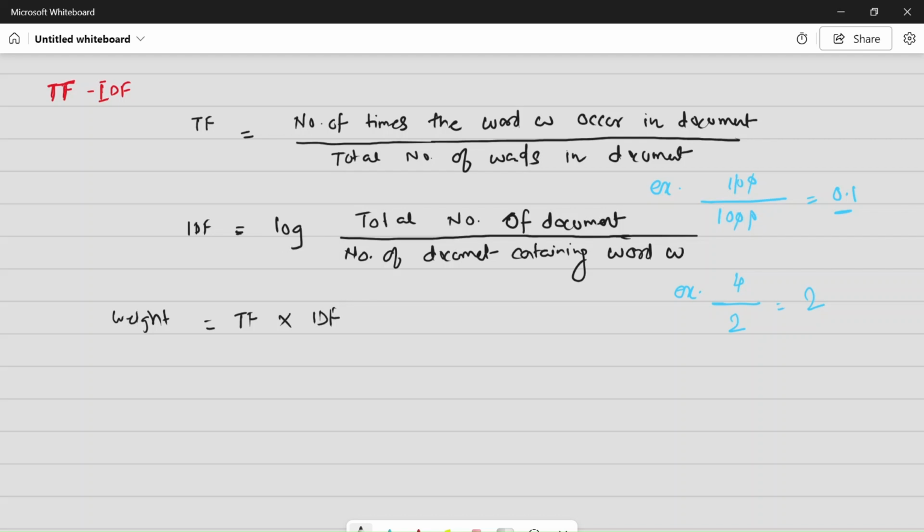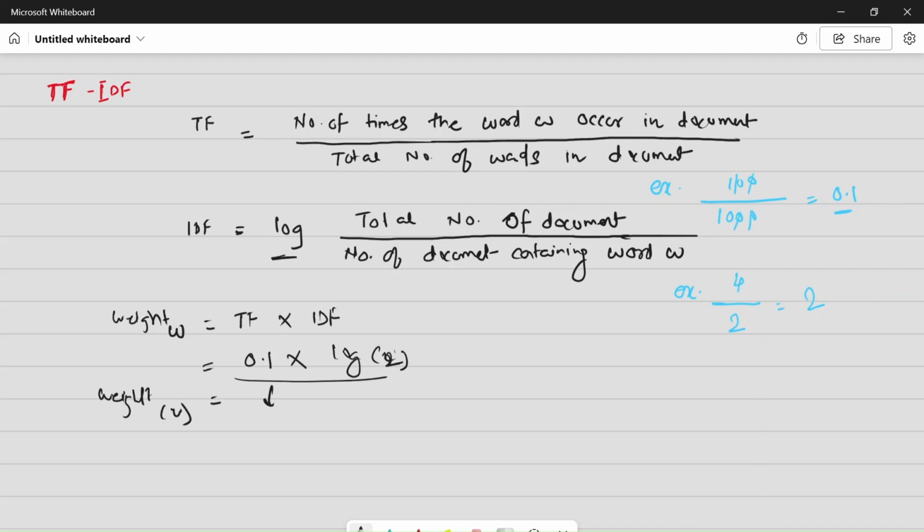Now remember, this is a log. So TF is 0.1 into log of 2. So whatever the answer comes, if you know the log of 2, that is the weightage of that particular word. We have taken the word called V, so whatever the answer, that weight is assigned to that particular word. So this way this TF-IDF is calculated.